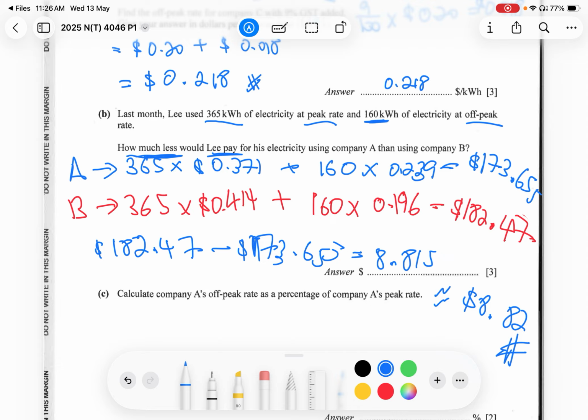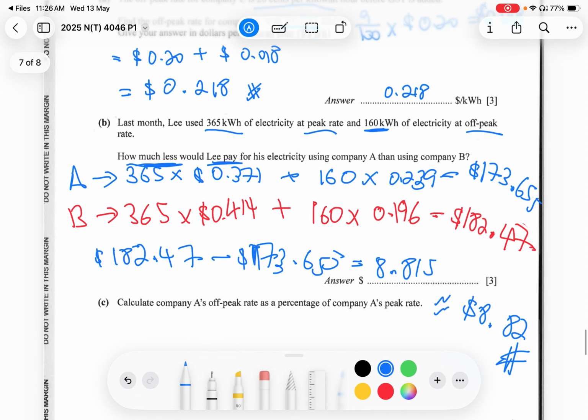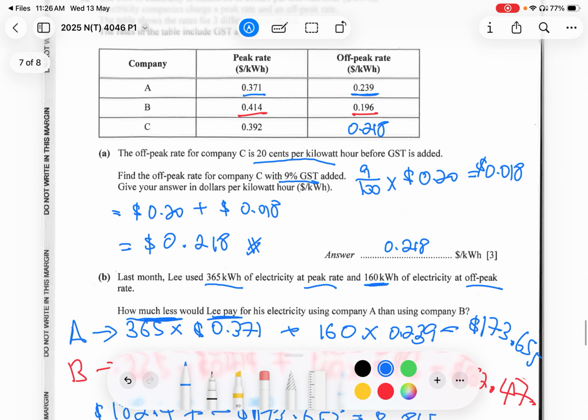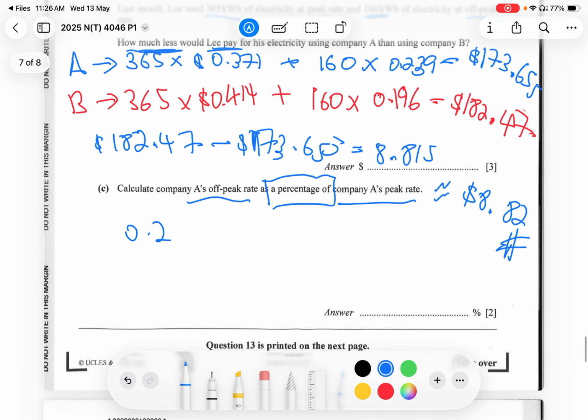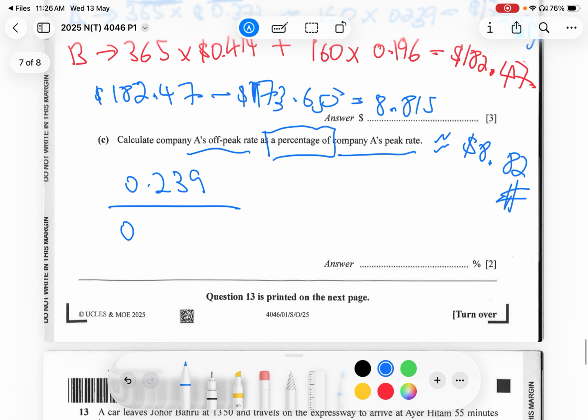Okay, for this part, you find company A, then you find company B, then you minus off to find the difference. Okay, for this, then calculate company A's off-peak rate as a percentage of company A's peak rate. Off-peak for A is 0.239. Calculate A off-peak over the peak rate as a percentage. That's how you read this question.